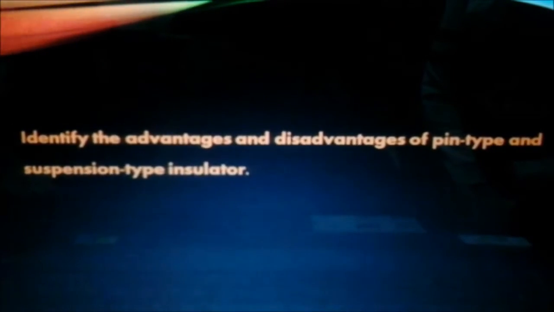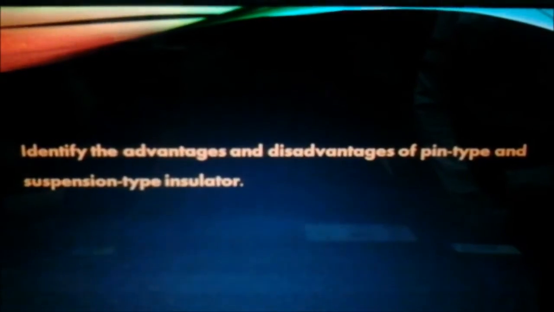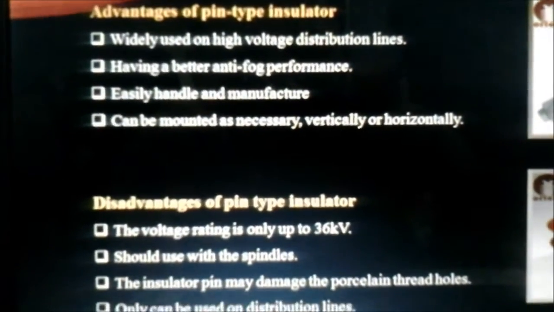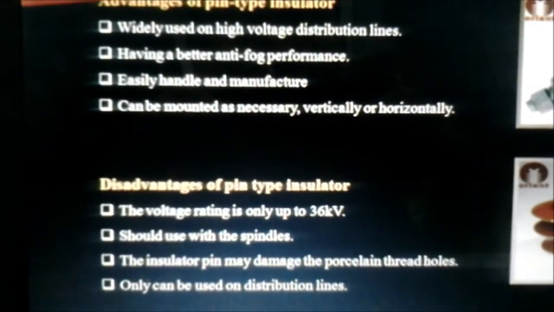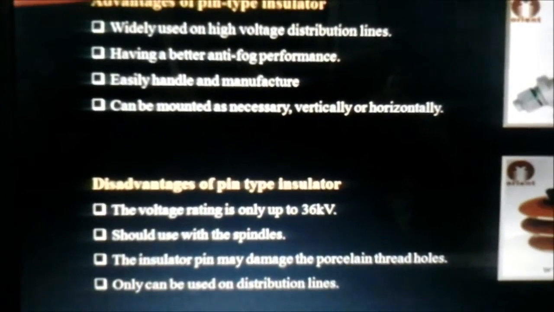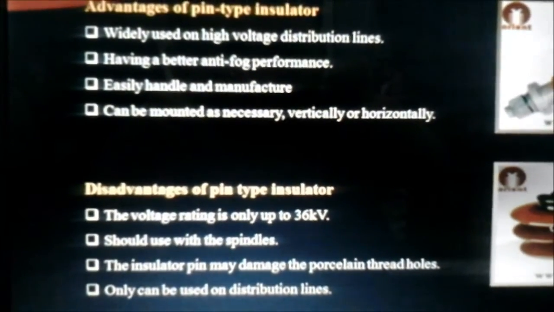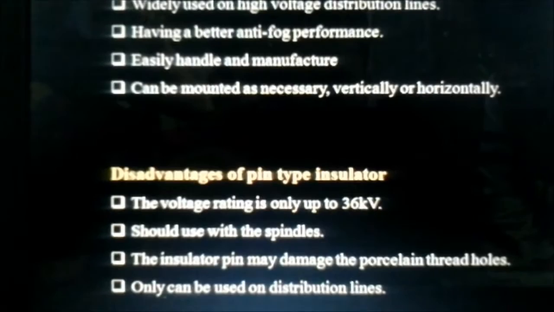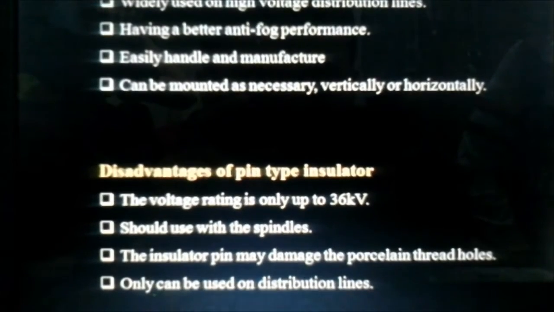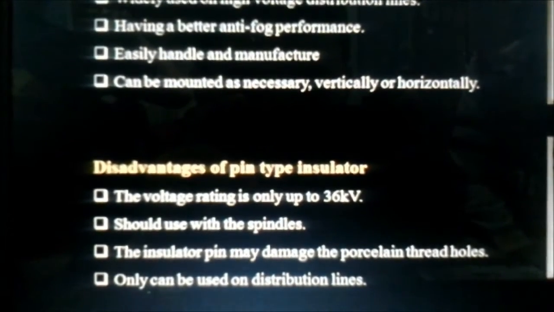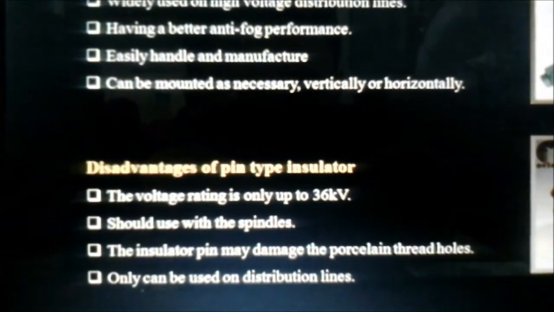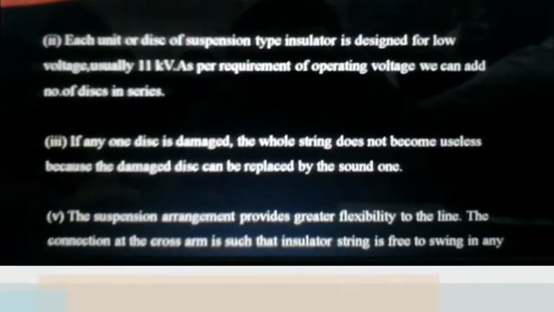Next, I will explain the advantages and disadvantages of pin type and suspension type insulator. First, the advantages of pin type insulator: widely used on high voltage distribution lines, having a better anti-fog performance, easily handled and manufactured, can be mounted as necessary vertically or horizontally. While the disadvantages of pin type insulator are that the voltage rating is only up to 36 kV, the insulator pin may damage the porcelain thread holes, and it can only be used on distribution line.